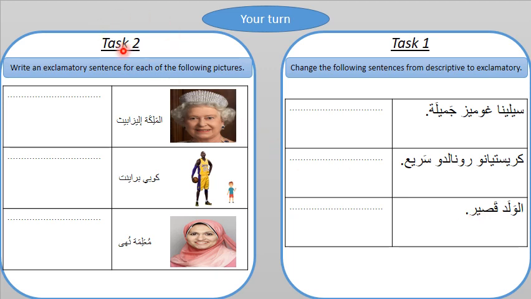For task 2, I want you to write the exclamatory sentence for each of the following picture. You can choose the adjective that you want to describe the person with, change the adjective into exclamatory form, and then write the exclamation sentence. The first one, you are going to talk about Al-Malika Elizabeth, describing her with any good adjective that you want to describe her with. Kobe Bryant, ومعلمة نهى. Remember the 4 steps of making exclamatory sentence and remember the exclamation mark at the end.